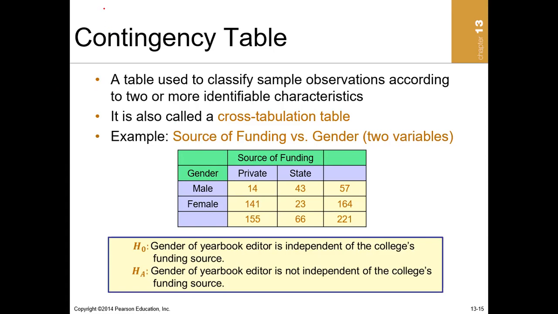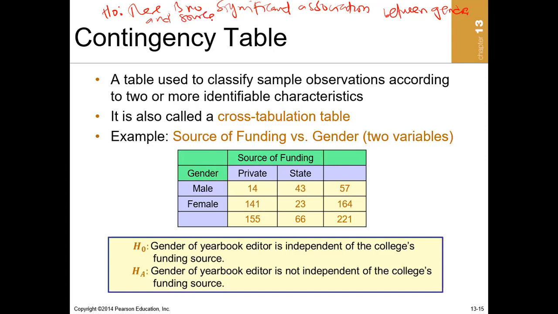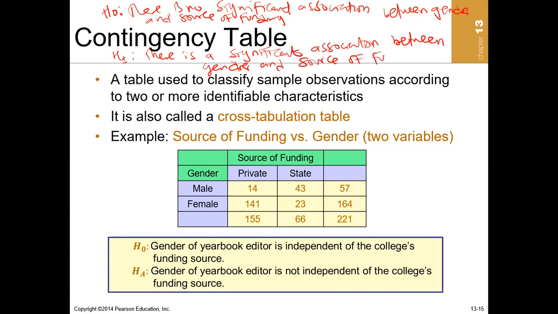So now what would be the null hypothesis? One of the ways of stating it is that there is no significant association between gender and source of funding. And then the alternative is that there is a significant association between gender and source of funding.